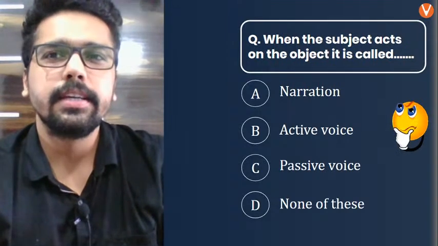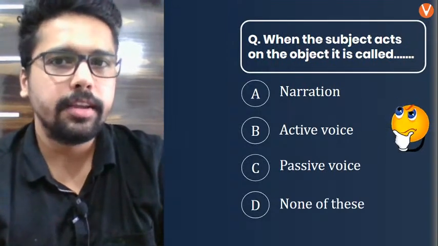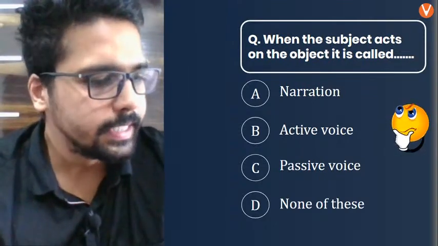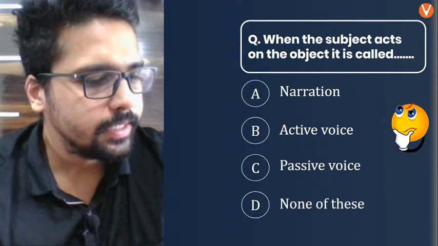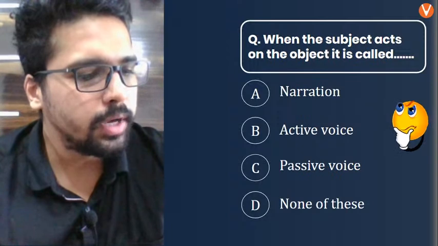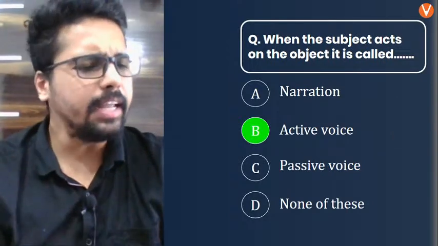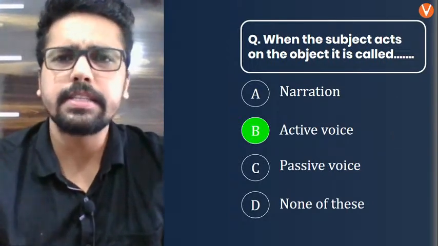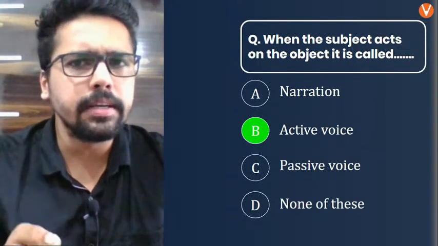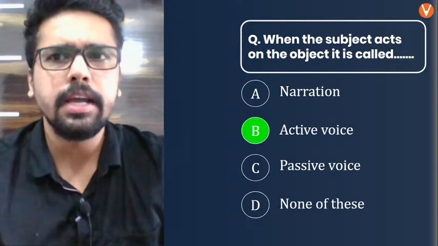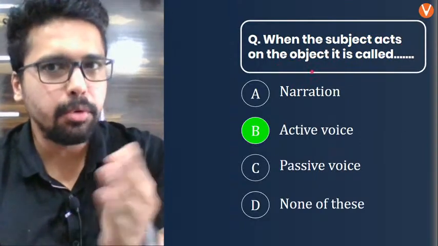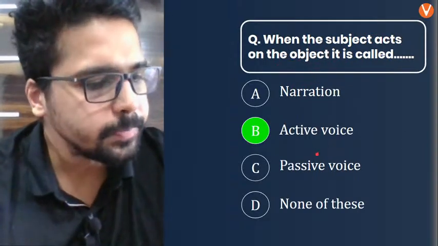For example, if I say, Dhiraj eats a cake. Now, Dhiraj is the subject. It is acting on the object, cake. So which voice is this? Some of you are answering option B. Hey guys, this is clearly active voice. When the subject is the doer of the action, doing the action on the object, it is active voice.